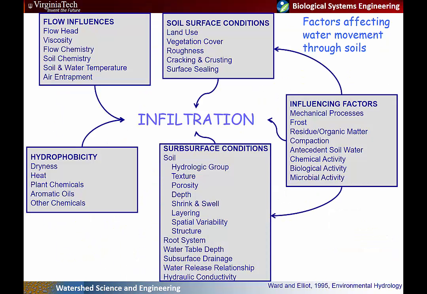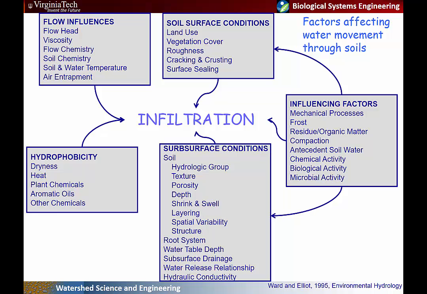So I wanted to just sort of throw up here some of the different factors that influence infiltration. These are all the factors that influence, I said, not only infiltration, but generally water movement through soil. So you have flow influences, and I think flow chemistry and soil chemistry are important here. If you have sodic soils, they can retard water movement. Surface soil conditions, so surface sealing and vegetation cover are both important factors. Hydrophobicity, so some chemicals can reduce infiltration rate by causing hydrophobicity.